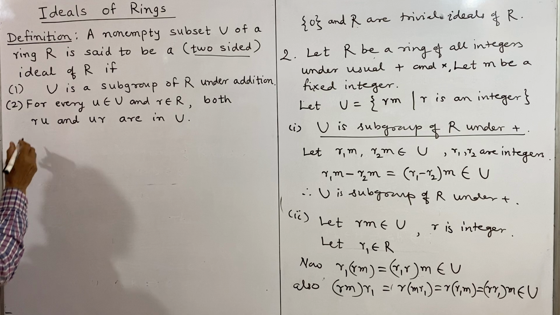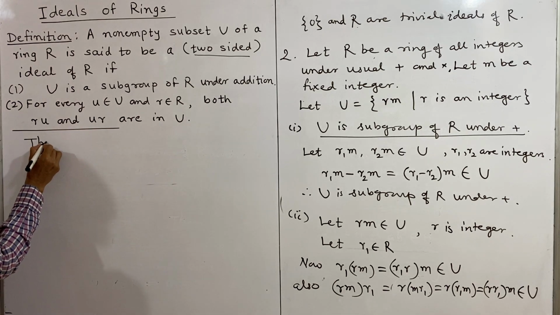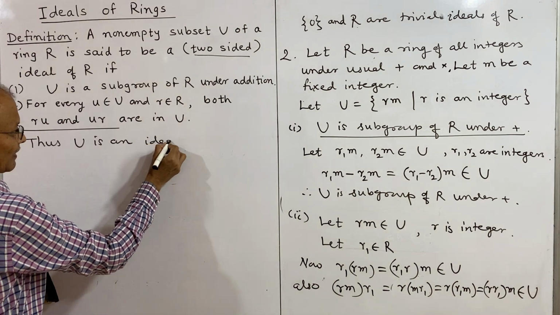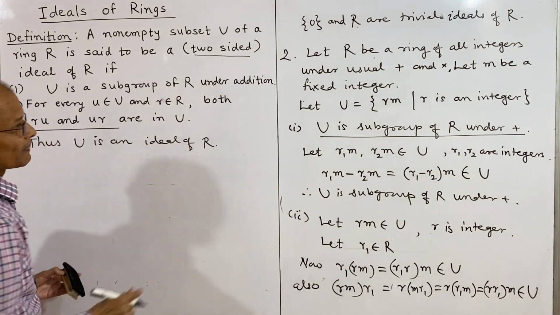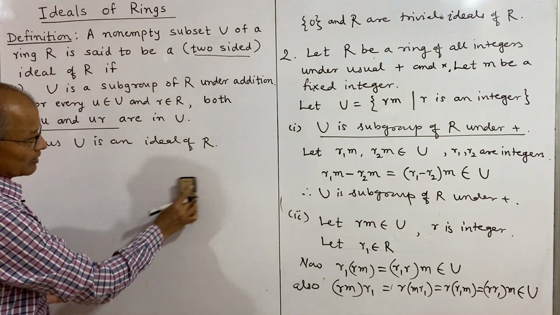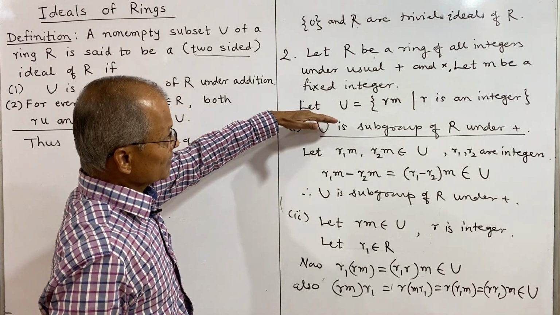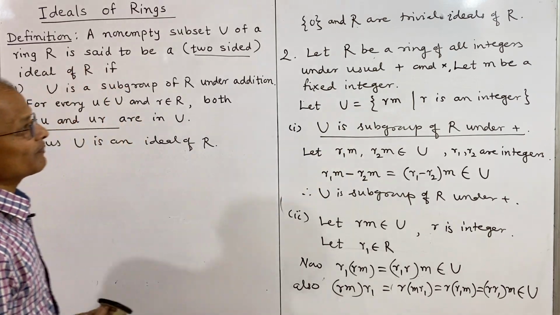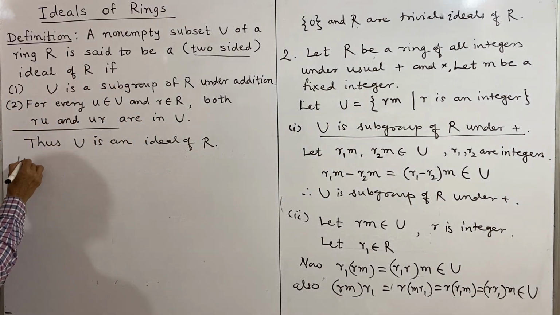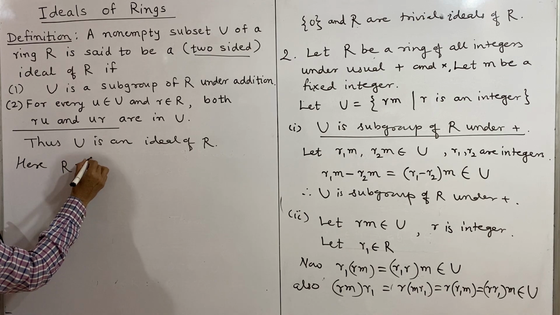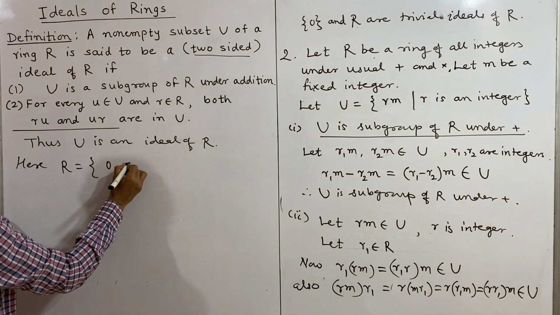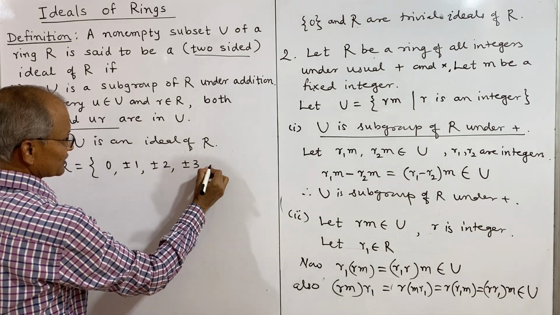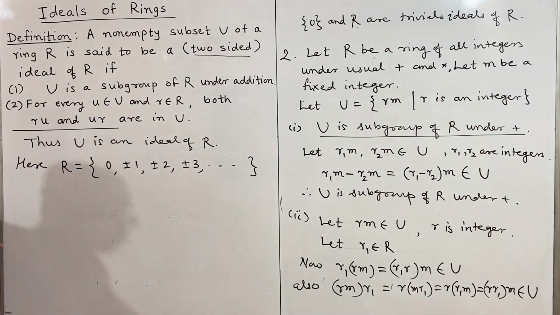Thus U is an ideal of R. For simplicity, we shall consider a particular example of this. R is the ring of integers. Here R is all integers, which can be written as 0, plus minus 1, plus minus 2, etc., and so on. So what is U?